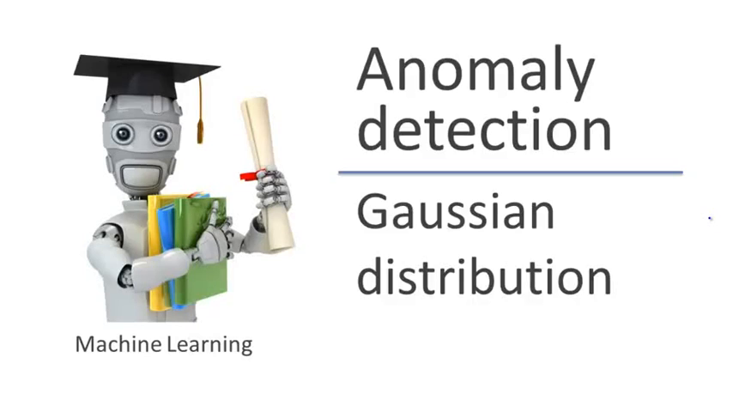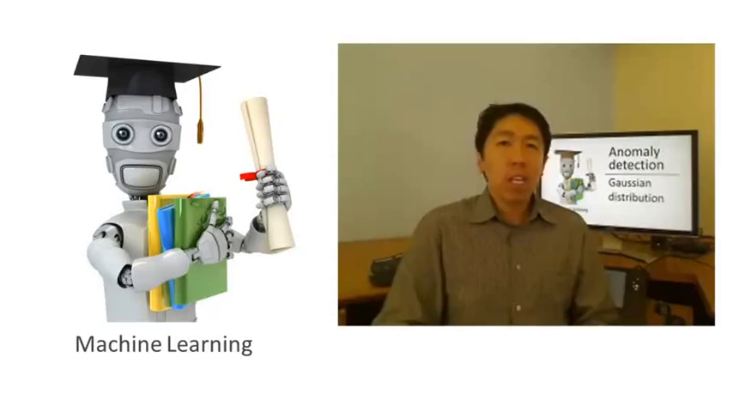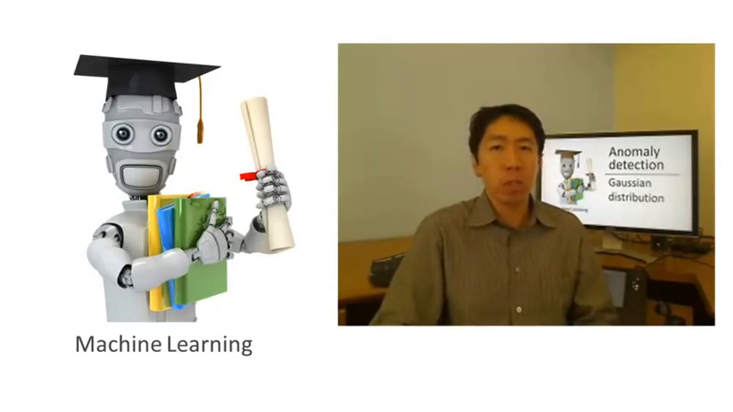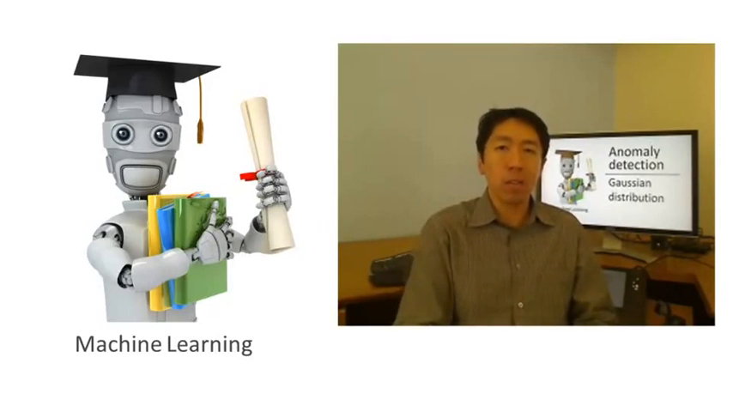In this video, I'd like to talk about the Gaussian distribution, which is also called the normal distribution. In case you're already intimately familiar with the Gaussian distribution, it's probably okay to skip this video. But if you're not sure, or if it's been a while since you've worked with the Gaussian distribution or the normal distribution, then please do watch this video all the way to the end. And in the video after this, we'll start applying the Gaussian distribution to developing an anomaly detection algorithm.